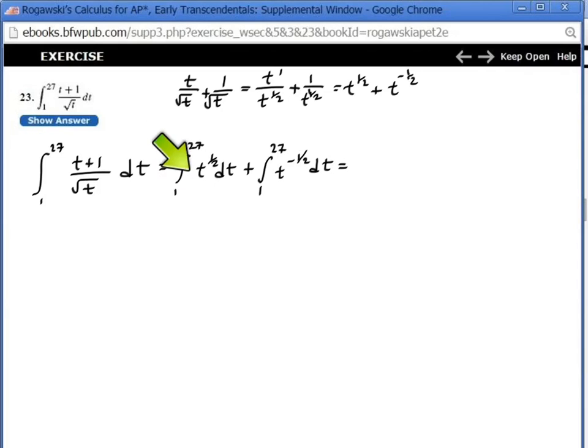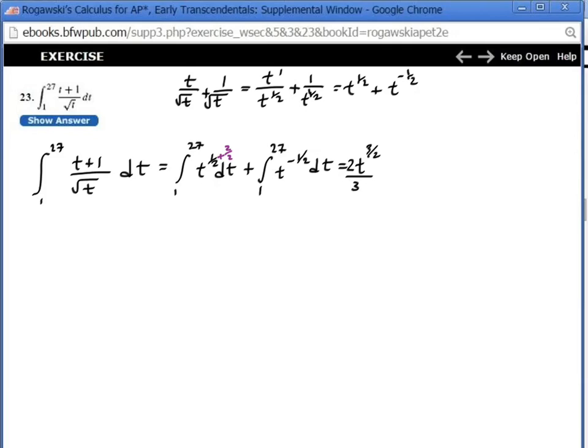So what's the antiderivative of this one? We add 1 to 1/2, which would be, adding 1 would be 2 over 2, right? So it's 3 over 2. So we have t to the 3 over 2, but then we have to divide it by 3 over 2 or multiply by the reciprocal. What's the reciprocal of 3 over 2? That's 2 over 3, so the top would be 2, the bottom would be 3, so we get 2 over 3.